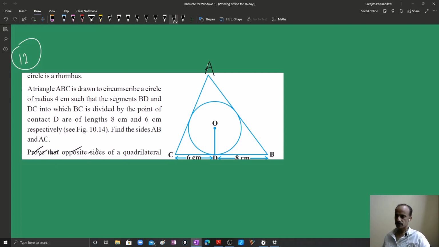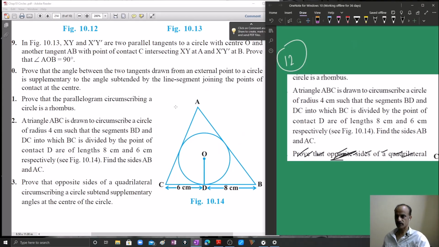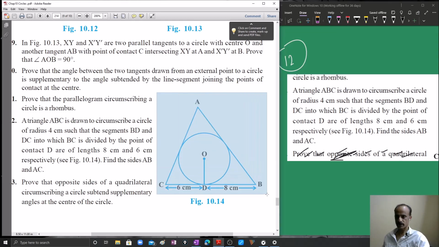The remaining part is not required. That's the portion of the next question. So, in Question 12, a triangle is drawn to circumscribe a circle, the radius is 4 cm, and D divides BC into 2 parts, 8 cm and 6 cm. Find the measurement of sides AB and AC. This is what is asked. In order to do the question, I will just take what is required of the figure. I'll copy the figure once again and then we will use the figure alone here.